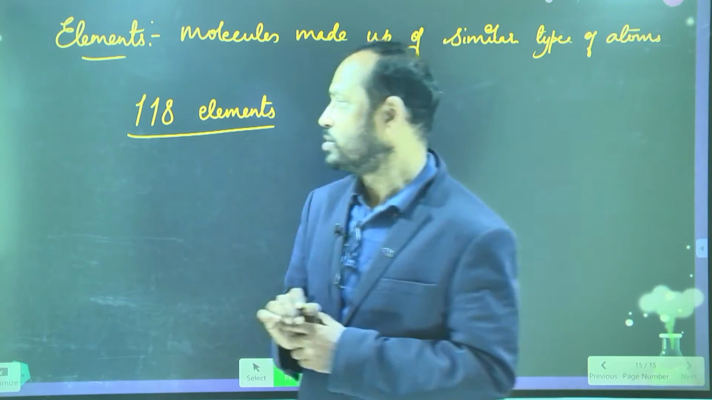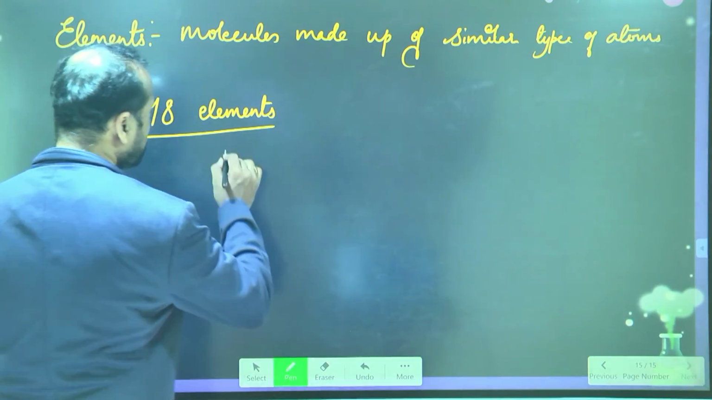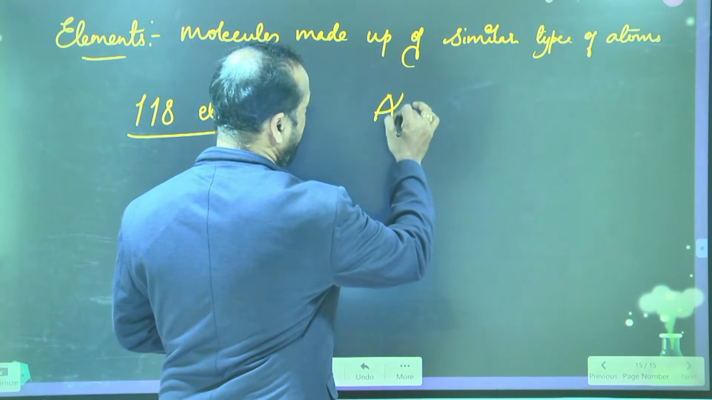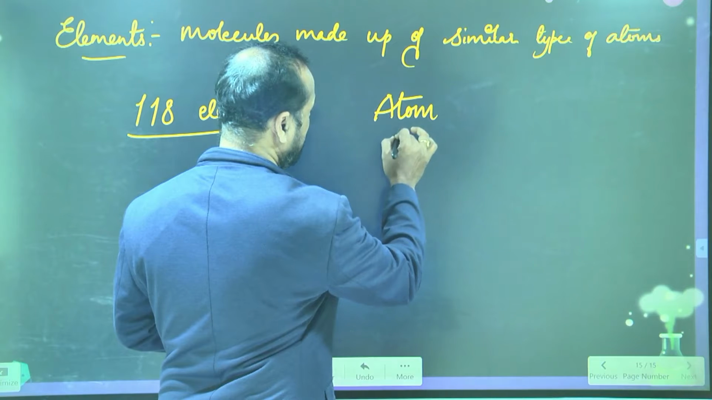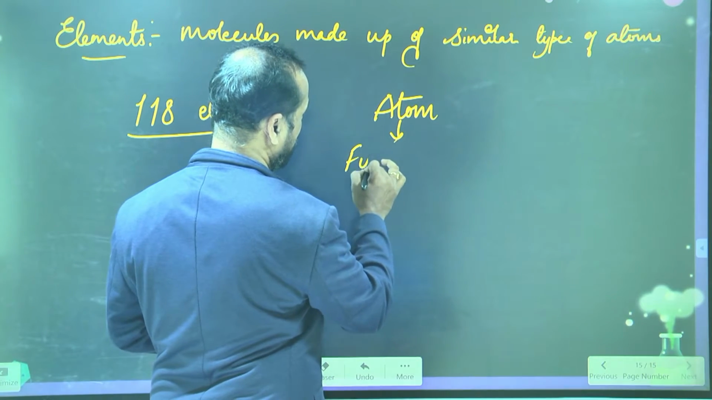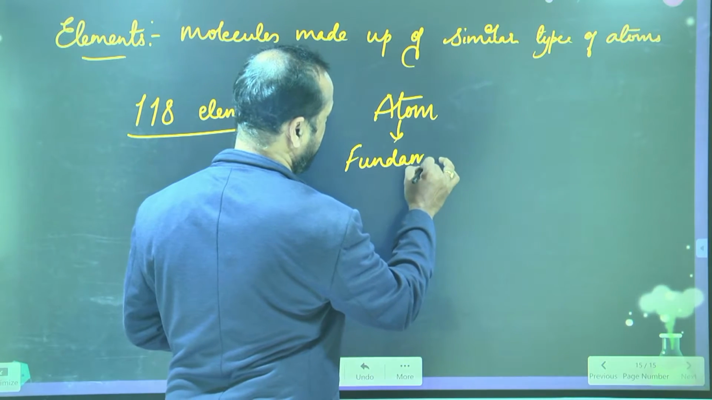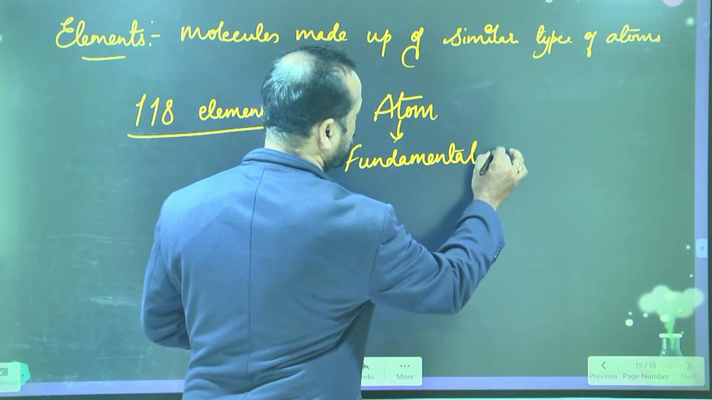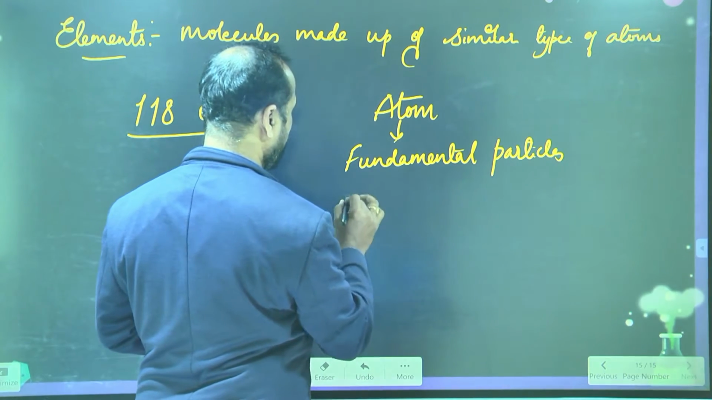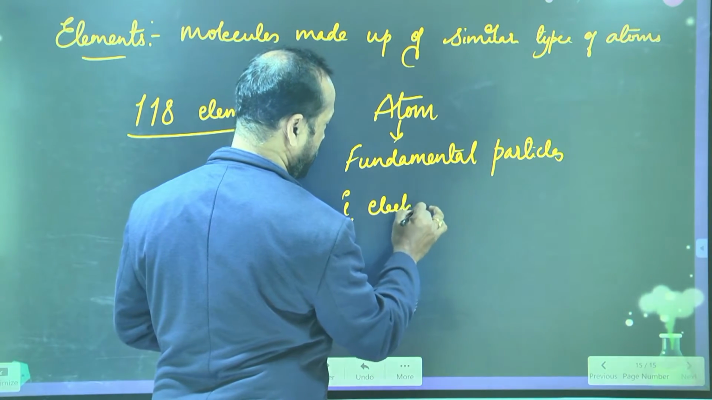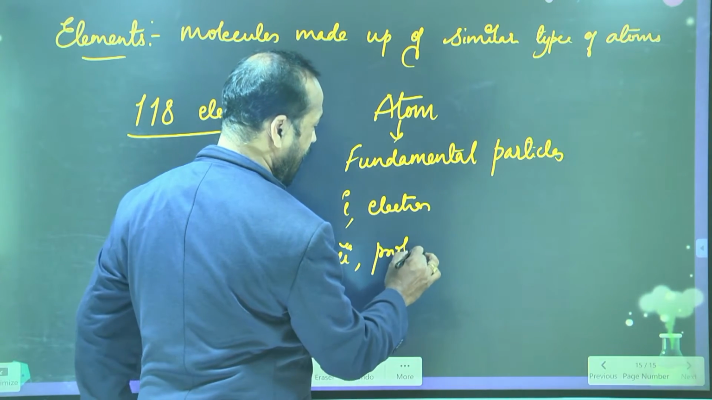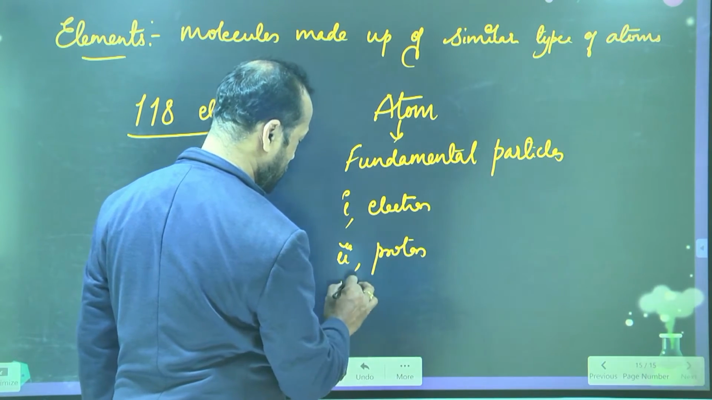Yes, sir. So here you see these elements. Before going to the element, you know that the atom consists of three fundamental particles. Do you know that? Yes, sir. What are those fundamental particles? Electrons, protons, and neutrons. Very good. The first one is electron, the second one is proton, and the third one is called neutron.